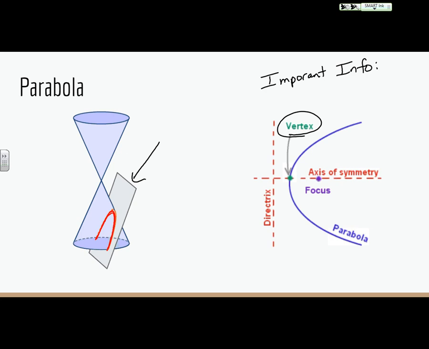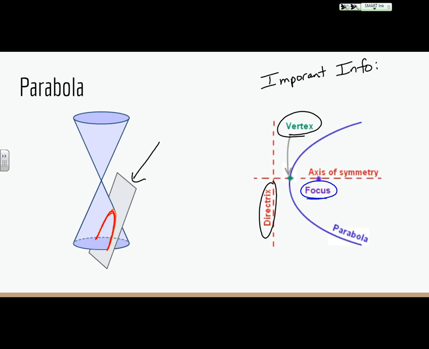I'm interested in something called the focus. That is something that I will want to see listed as well. And thirdly, I want to be able to see the directrix. I want it labeled, I want all that good stuff to happen on it.